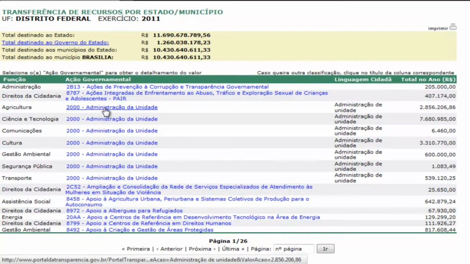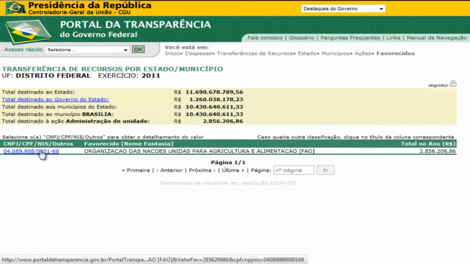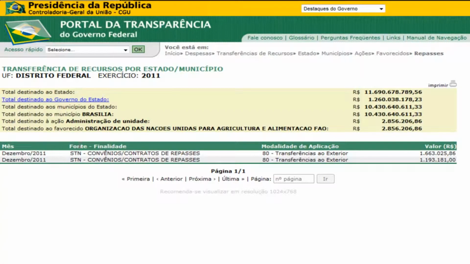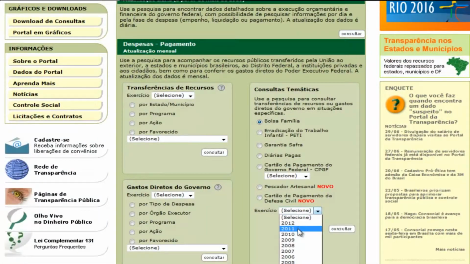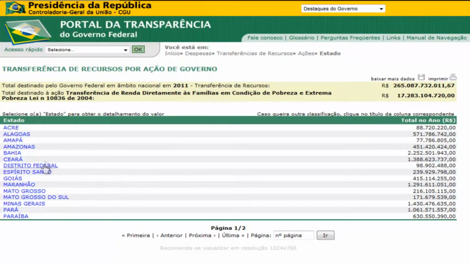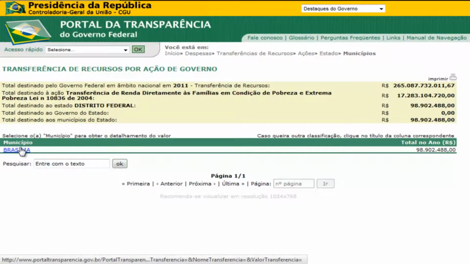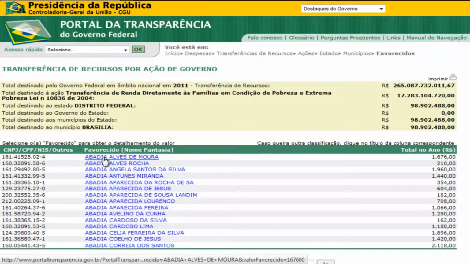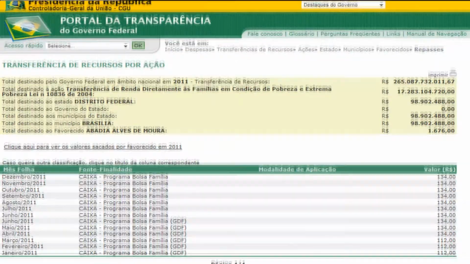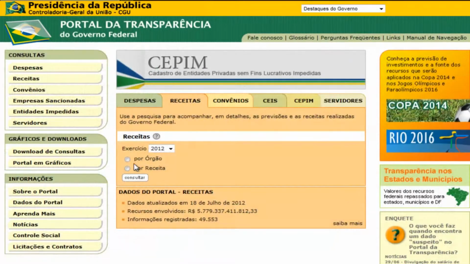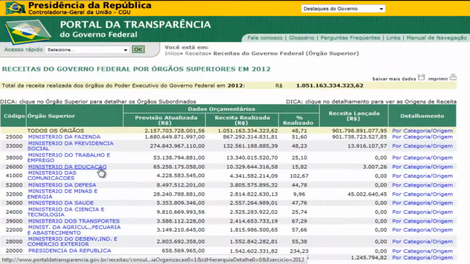The level of information is quite deep, as it allows the user to access, for example, the names of the beneficiaries of a social program and the amount of subsidies he or she receives on a monthly basis. The search methodology is easy to use and friendly. Among the thematic consultations is, for example, a direct access to the famous Brazilian program to fight poverty, the Bolsa Familia program. The portal offers as well the opportunity to consult federal government's revenues.